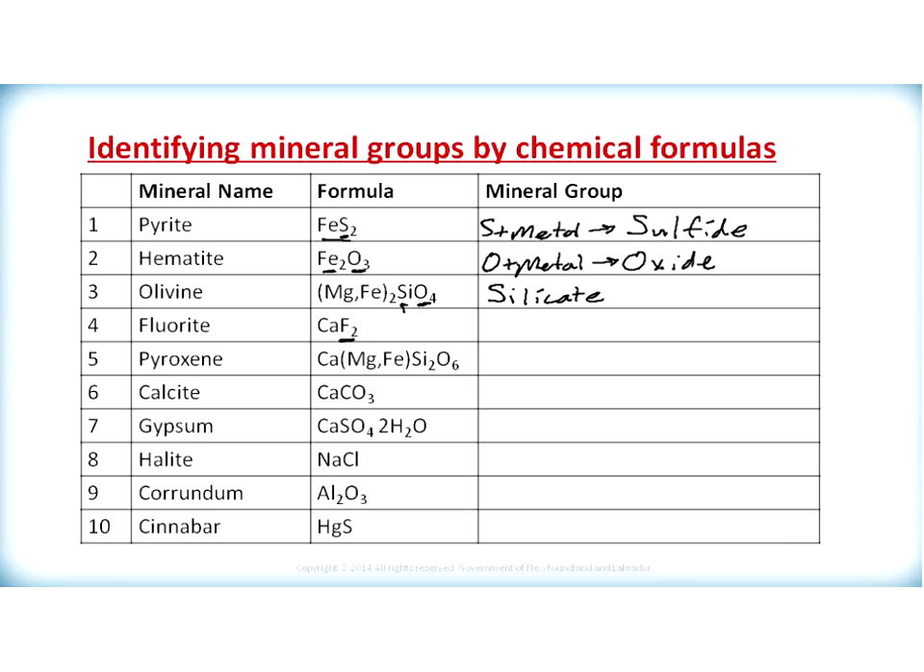Example number 4, we have fluorite. We do not have an oxygen group in the chemical formula for fluorite. We have CaF2. So here we see fluorine, which is a halogen. In front of the fluorine, we have calcium. Therefore, calcium, which is a metal, plus a halogen element, will be classified as a halide.